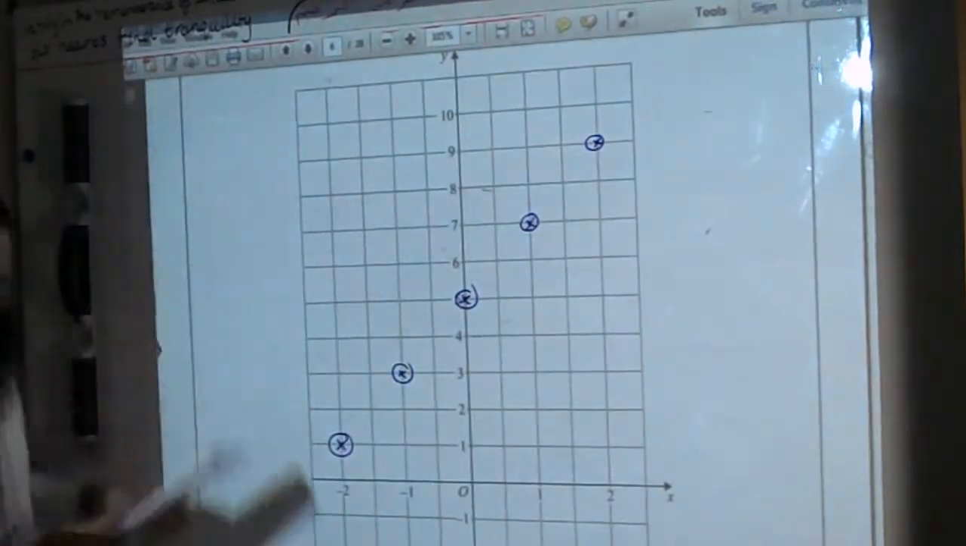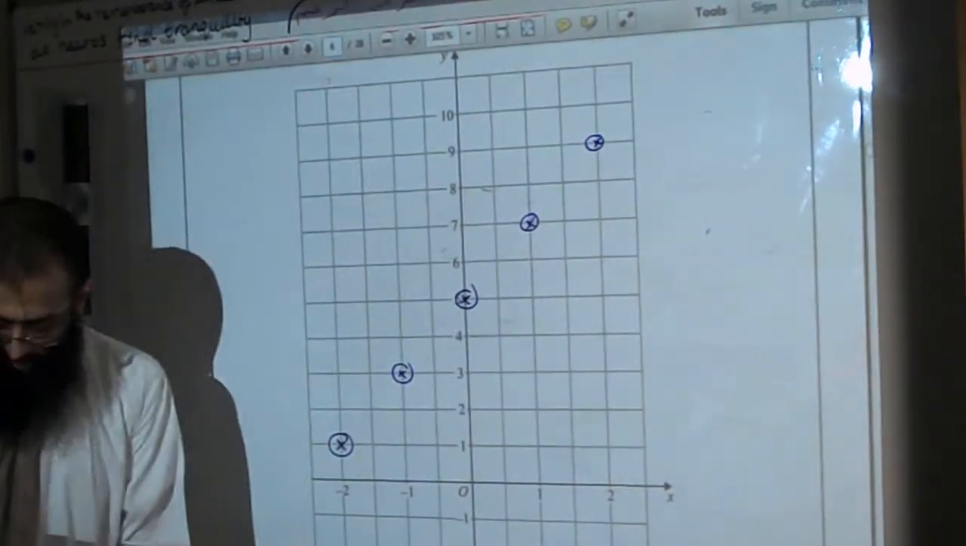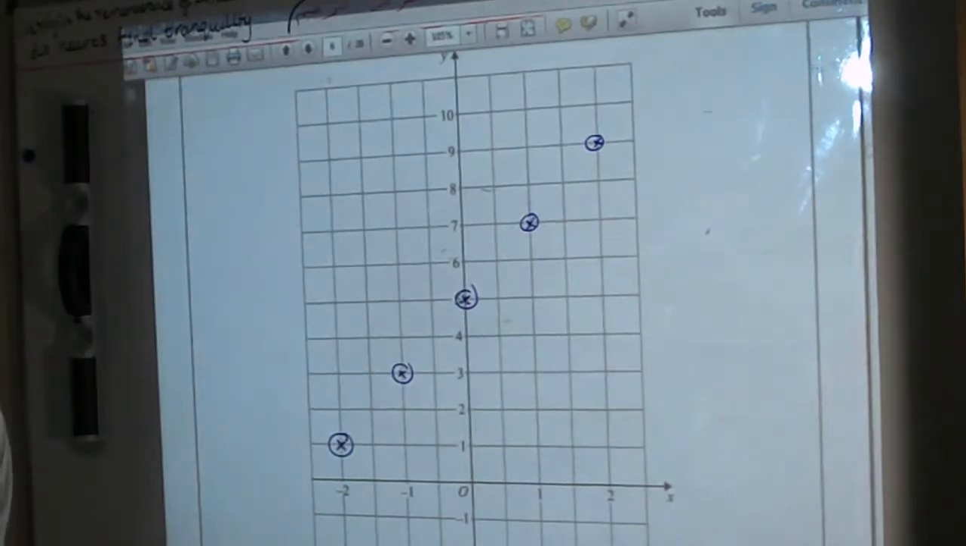Now, you should have some points that look like that. Now, what we need to do now, we need to join them up.